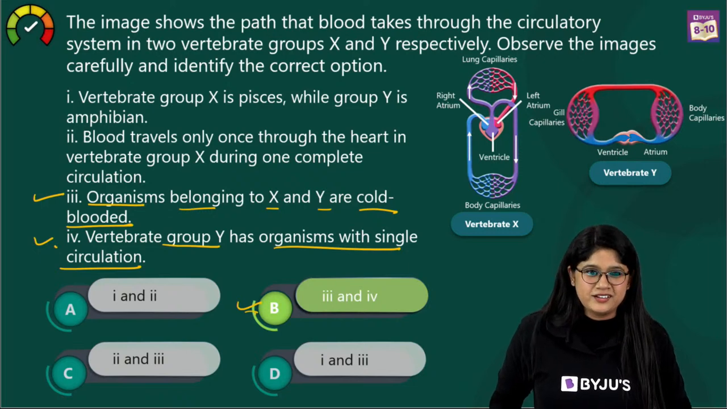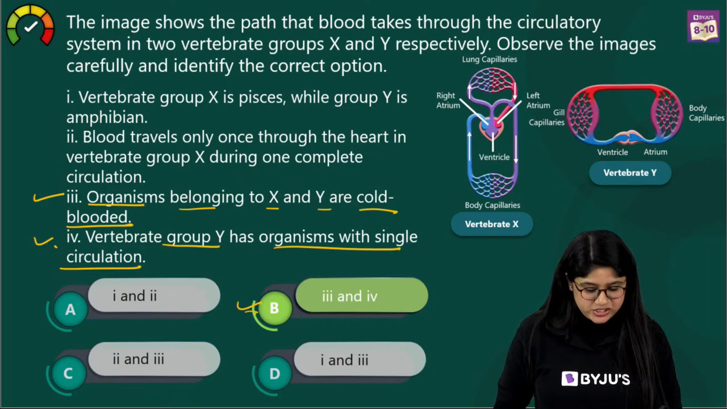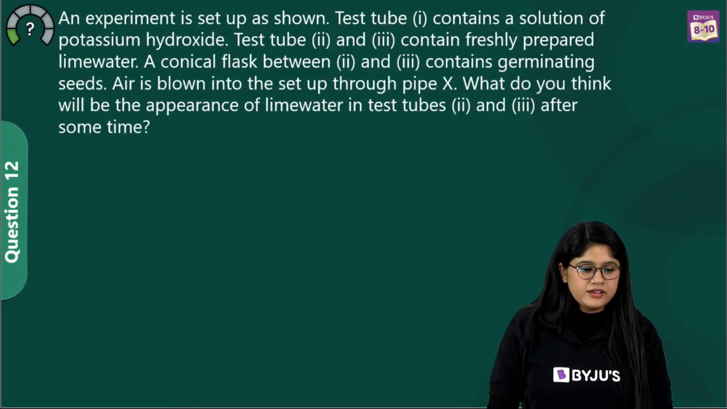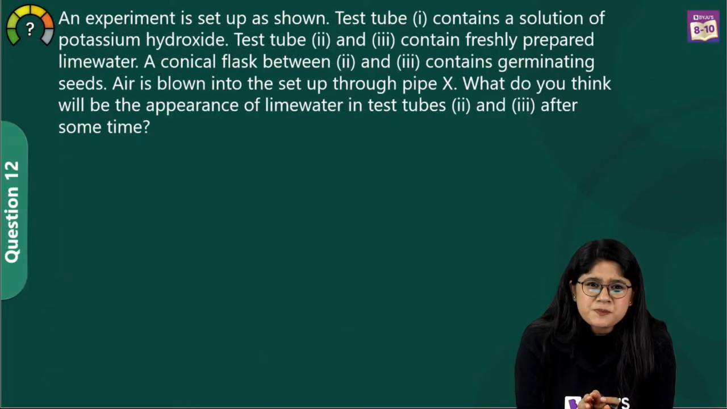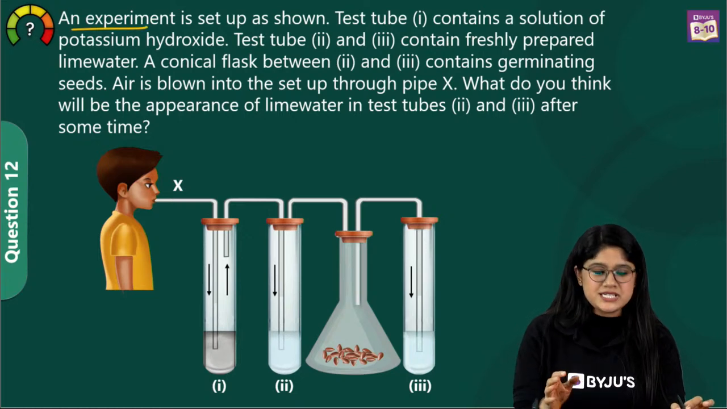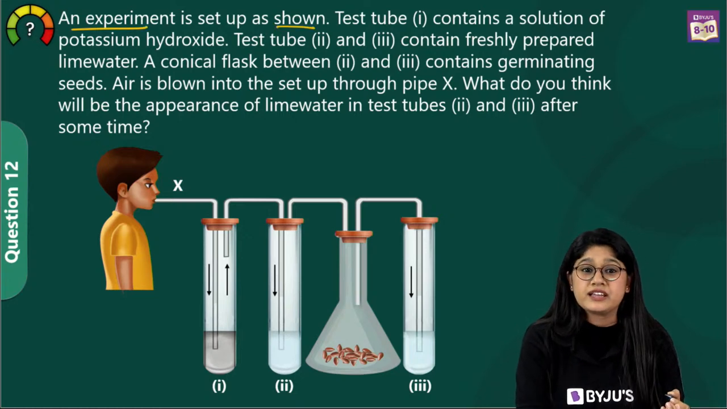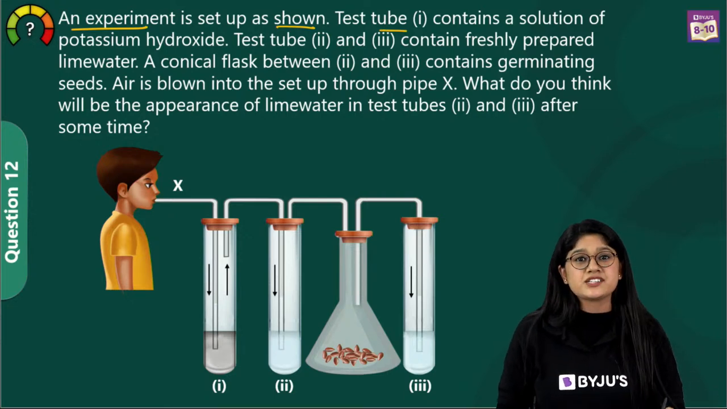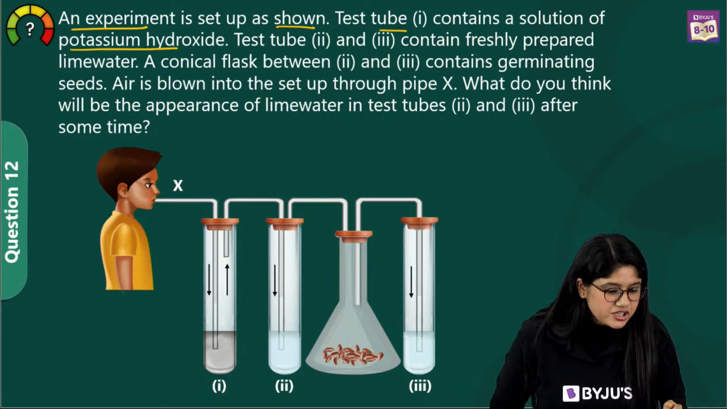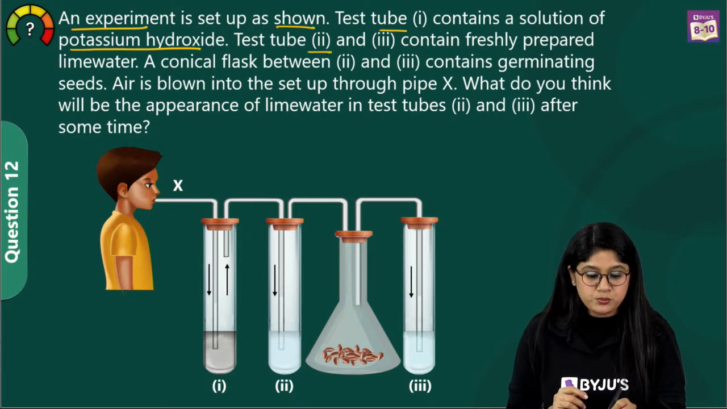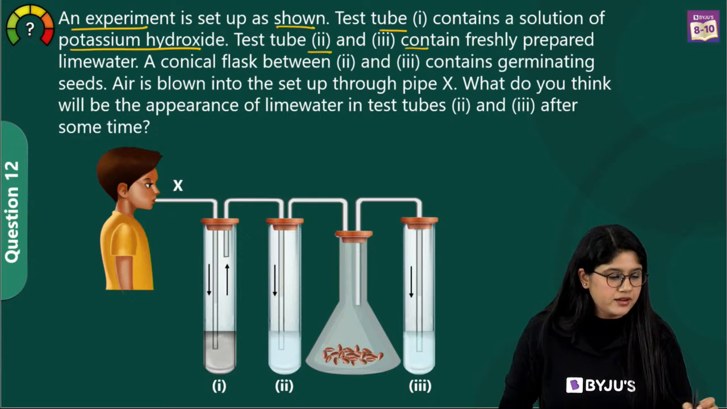Awesome. Now, let's move to the next question. And I'm telling you, this question is really very difficult. When we look at this particular question, an experiment is set up over here. We have test tube 1, which contains a solution of potassium hydroxide. Then we have test tube 2 and test tube 3 containing freshly prepared lime water.